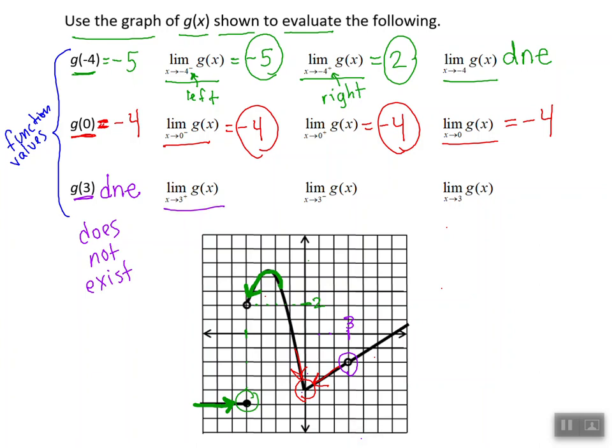As x approaches 3 from the right, be careful, mixed it up this time, coming from the right, it is going somewhere, even though it never gets there. It's going to the y value, -2, and coming from the left, also going to -2. Therefore, because these are the same, the limit as x approaches 3 of g of x is -2.